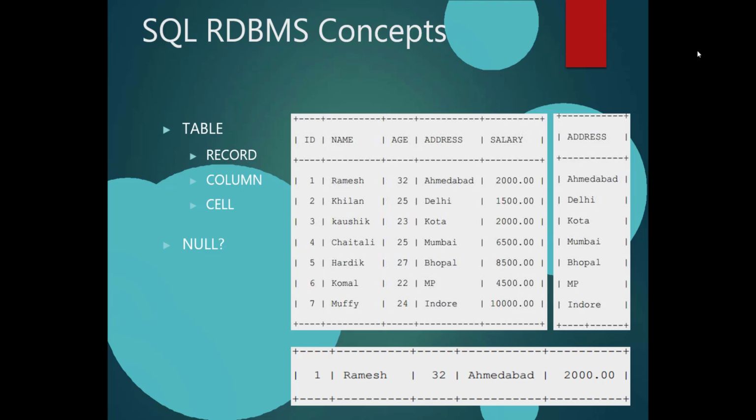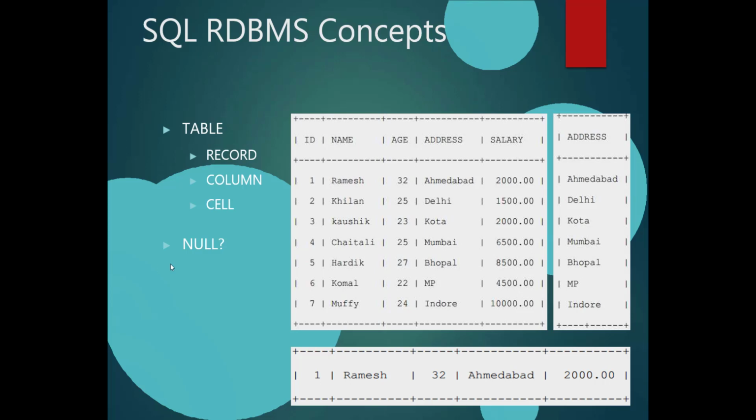So the table you are seeing on the screen is the RDBMS SQL table with all the columns such as ID, name, age, address and salary, and the records being for each of the records of this particular person, such as Ramesh, who has age of 32, address in Ahmedabad and a salary of 2000. So this is a record, and a cell is basically a column and a row intersection. If I say get me the first row's first column, then it will be Ramesh, and therefore this becomes a cell.